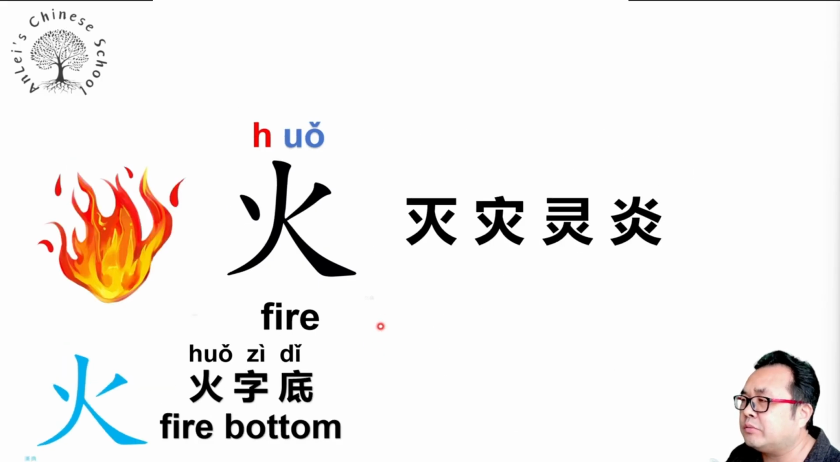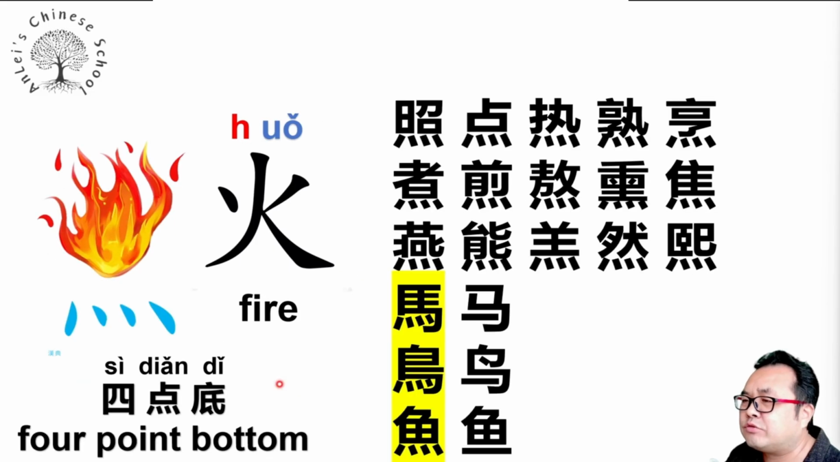As a fire bottom, there are a few characters, and later we'll learn one. As a four-point bottom, there are also many characters. Normally, it's related with temperature, cooking. It also refers to animals' tail and leg, such as a swallow, bear, lamb, and some traditional characters, horse, bird, and fish. But later, they were all simplified to become one stroke.